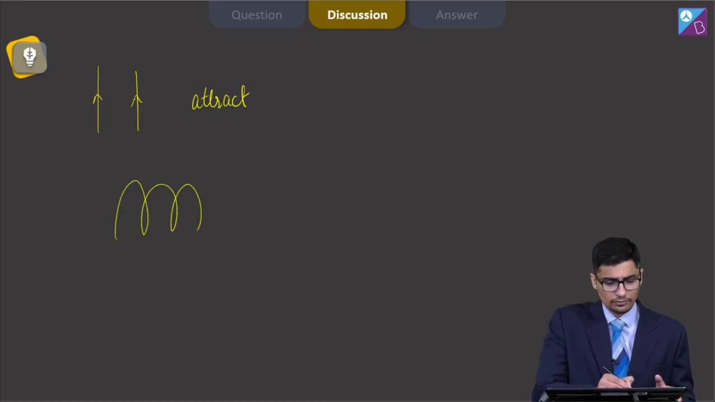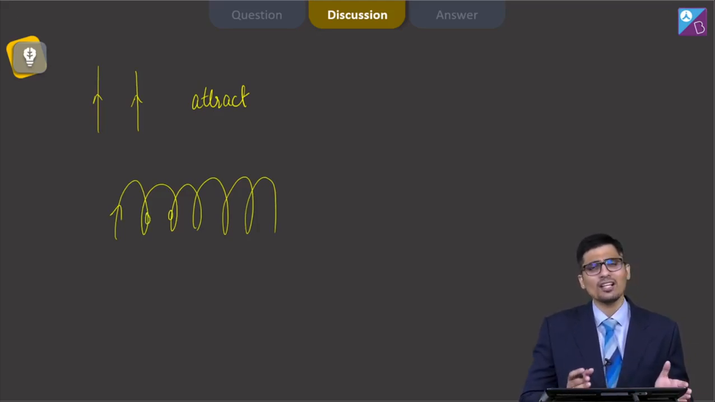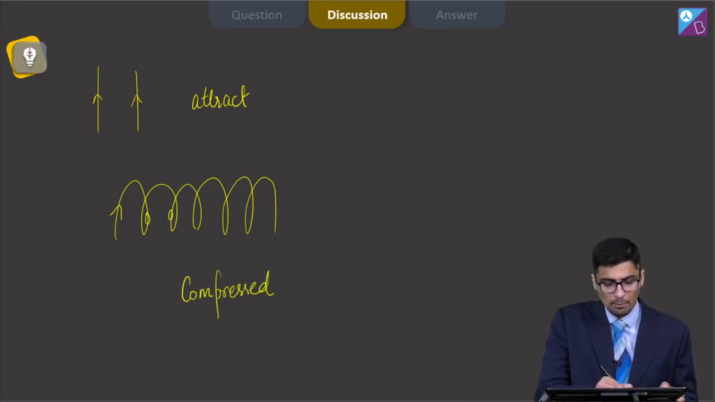If there is a spring in which a current is flowing, then dear students, each of these links acts like a parallel current carrying wire, and therefore each link attracts the other, and thus the spring gets compressed.